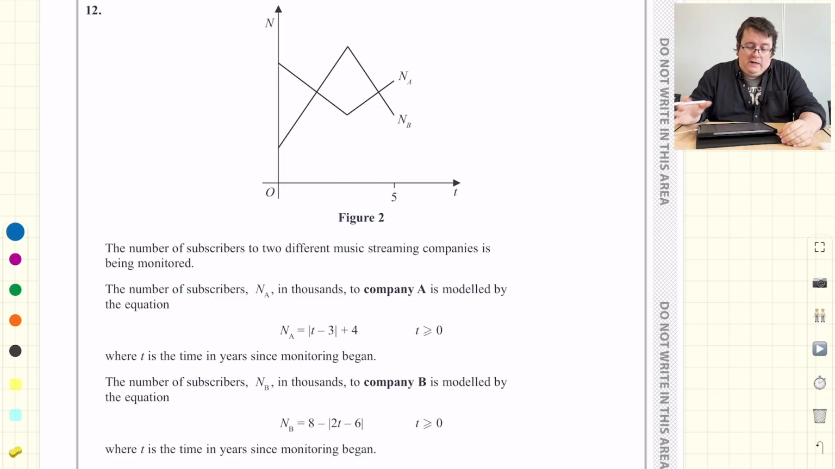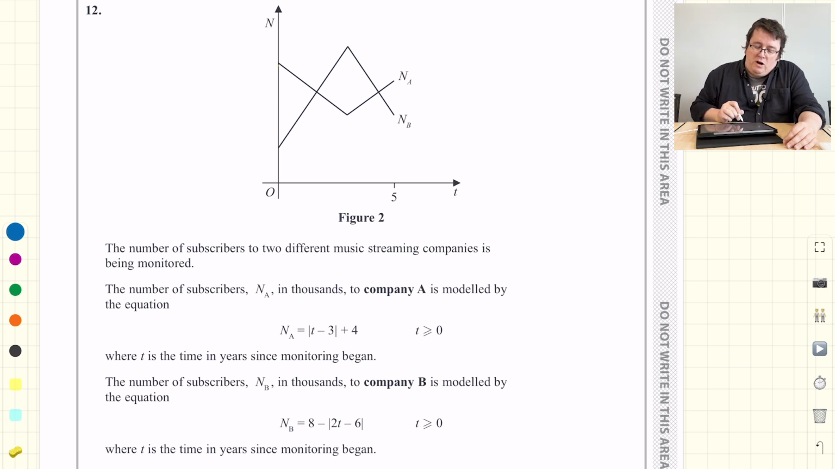So this is question number 12. We have been given figure 2. The number of subscribers to 2 different music streaming companies is being monitored. The number of subscribers, NA, in thousands to company A, is modelled by the equation NA equals the modulus of T take away 3, plus 4, where T is greater than or equal to 0, where T is the time in years since monitoring began.